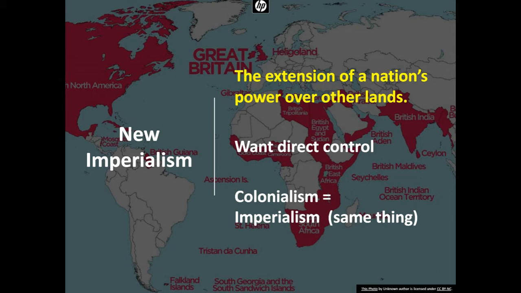If you hear people say colonialism, it means the same thing as imperialism. They're pretty much synonyms. So I just wanted to throw that in there in case you come across that in a discussion or a reading.